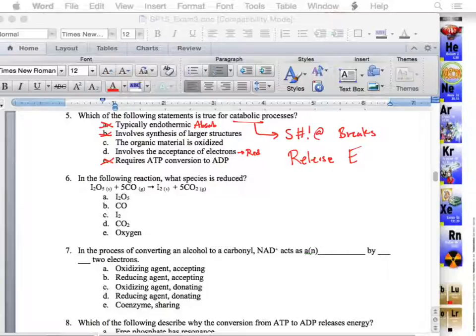Where are we? Yes, we got that right. Does that make sense?